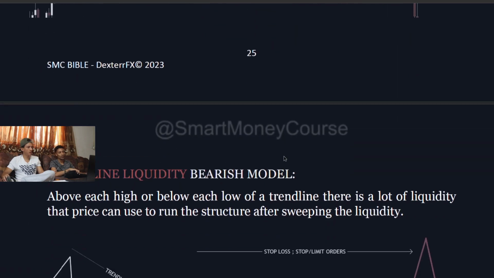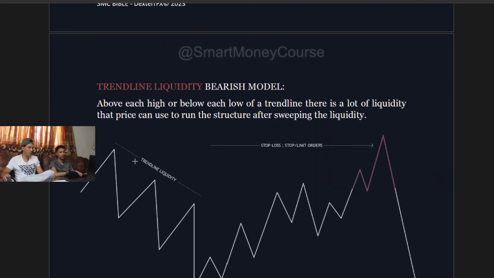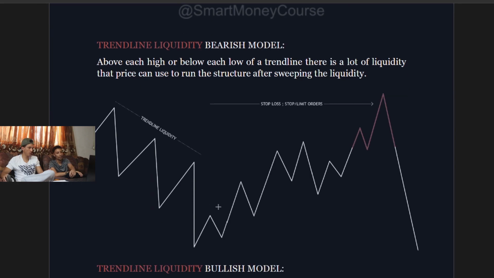Next one is your trendline liquidity bearish model. So this is your seventh liquidity model. The difference with this one is that it creates a series of lower lows or higher highs at the start. Since this is a bearish model, it creates lower lows and lower highs, as you can see there. And it creates a trend, which is where the name comes from.